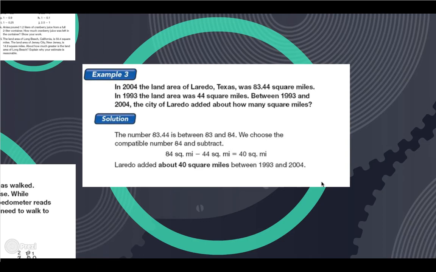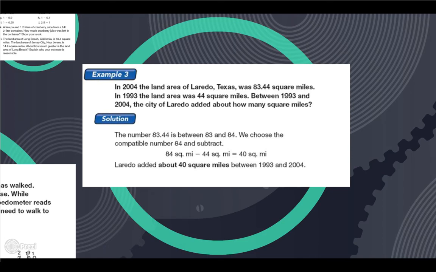Now in example number 3, in 2004, the land area of Laredo, Texas was 83.44 square miles. In 1993, the land area was 44 square miles. Between 1993 and 2004, the city of Laredo added about how many square miles? So what we're going to do is take 44 square miles and 83.44, and we are going to subtract the bottom from the top.